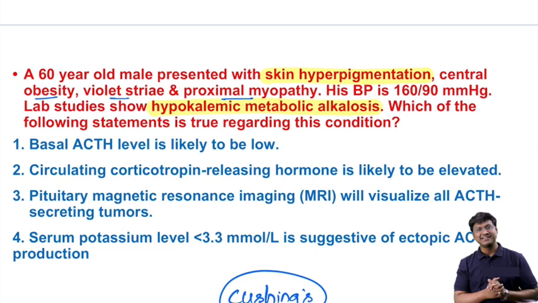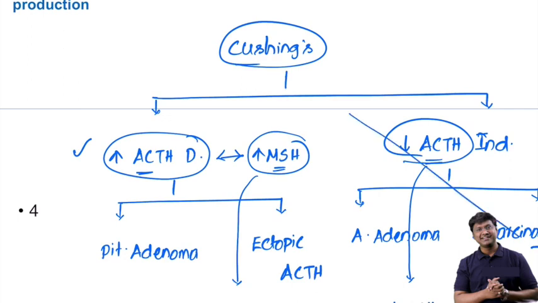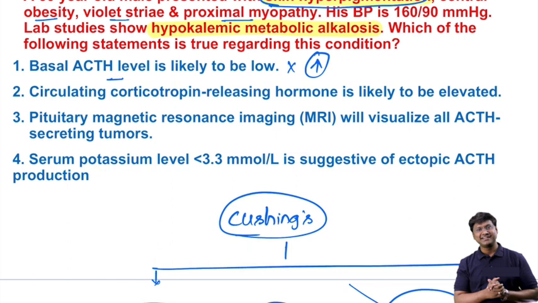Now, our patient is having skin hyperpigmentation, so definitely it should be ACTH dependent type of Cushing's. So we will rule out these etiologies causing Cushing's. Now, the next important point is, basal ACTH level is likely to be low is a wrong statement, because in ACTH dependent type of Cushing's, the ACTH levels are elevated. And circulating CRH is likely to be elevated is also an incorrect statement. In ACTH dependent type of Cushing's, where ACTH levels are elevated, that will inhibit the CRH coming from the hypothalamus, and CRH levels should be low. So this is also an incorrect statement.